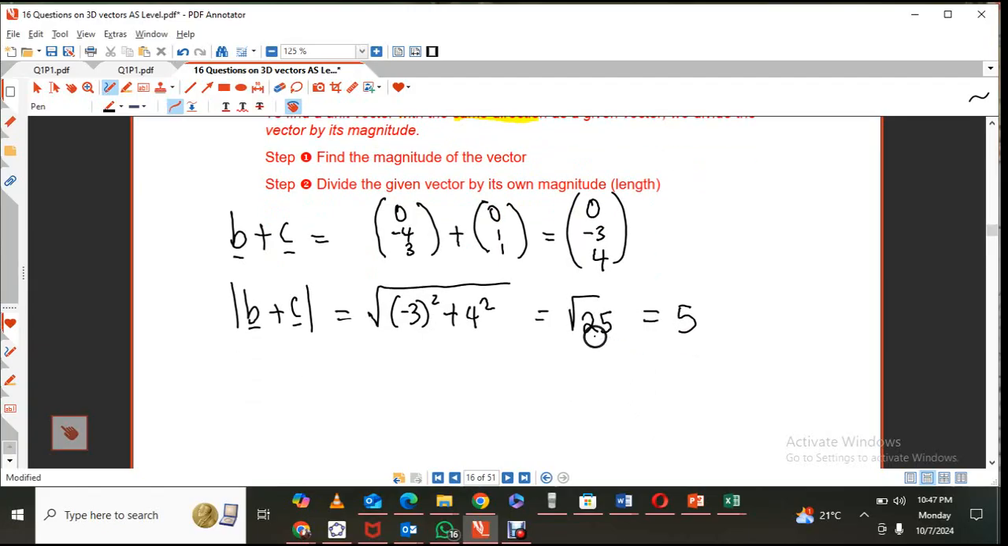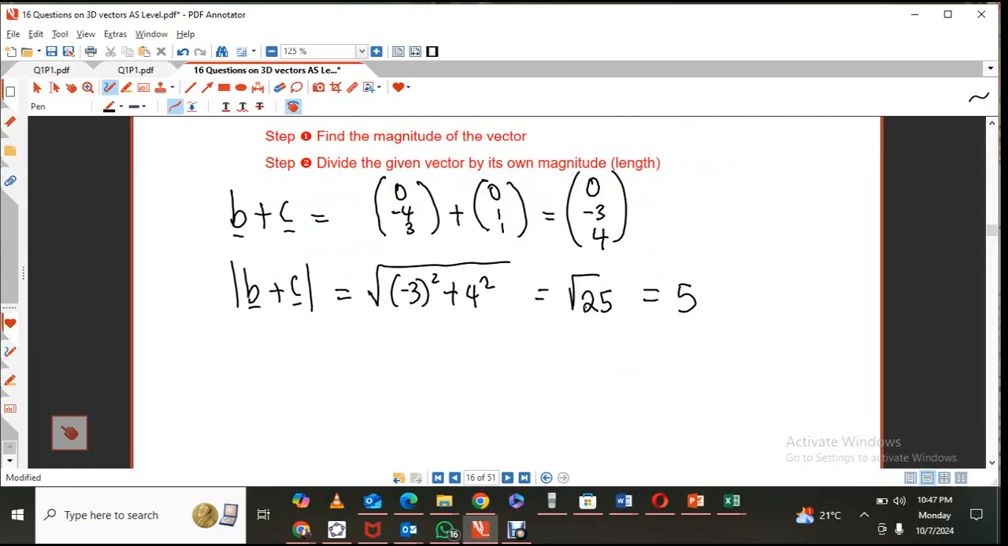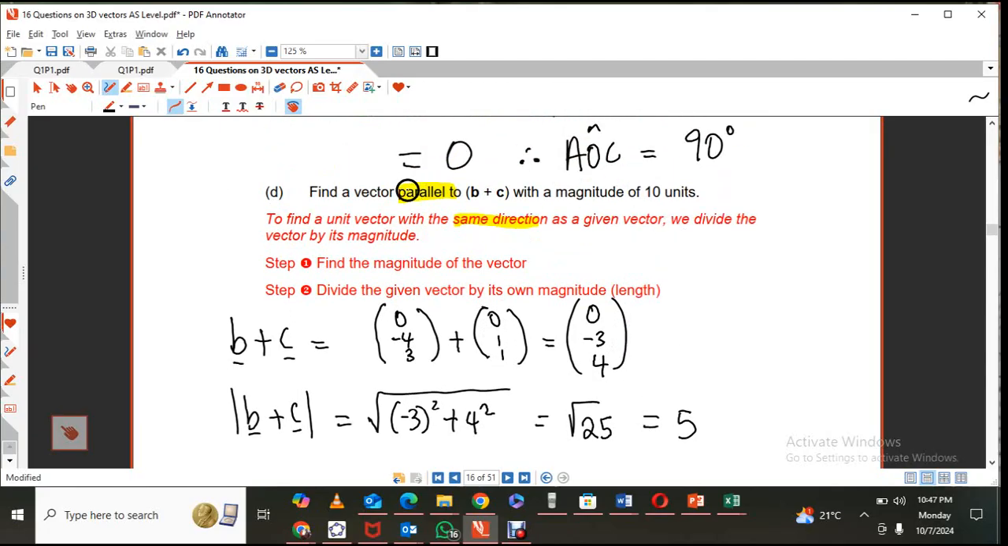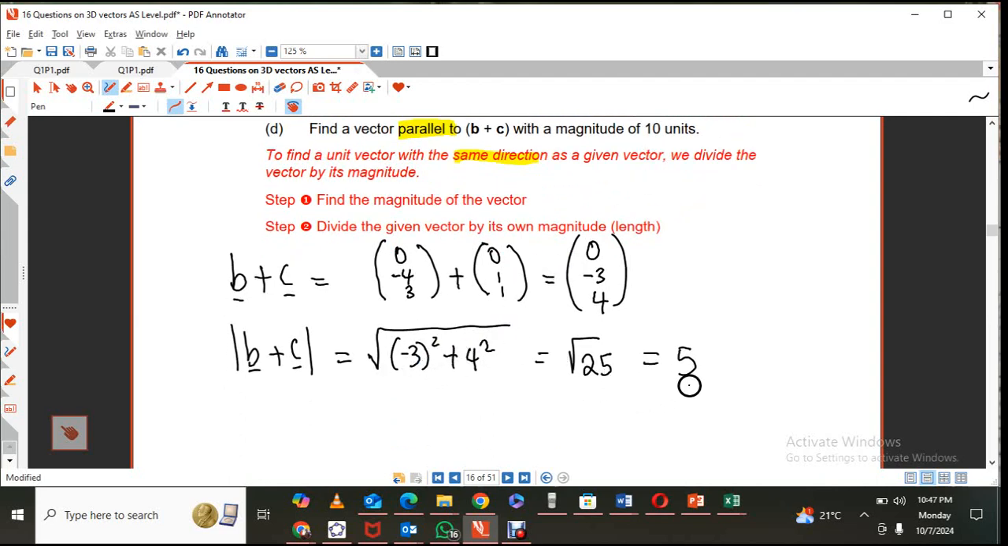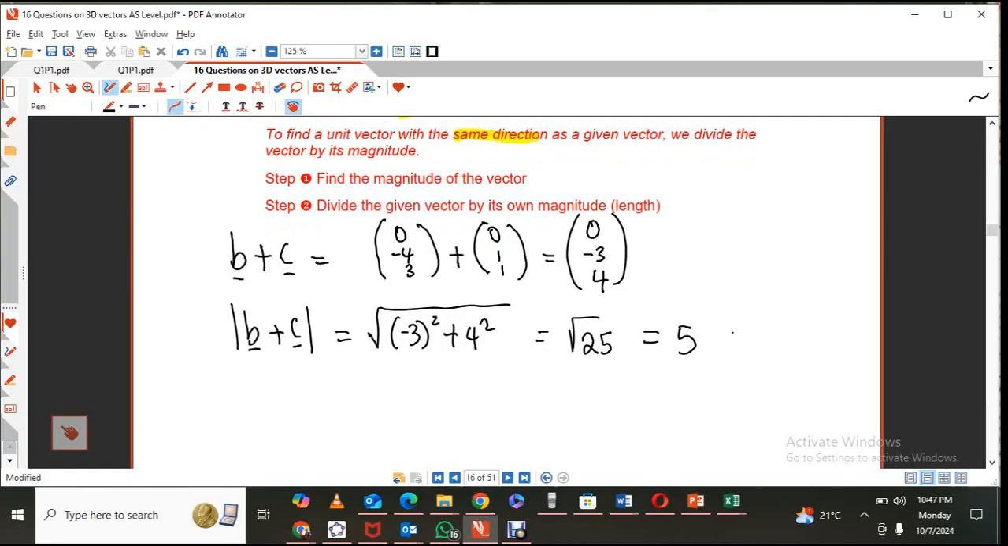We have to divide the given vector by its own magnitude, by its own length. So the way you do that, the given vector obviously is given to us. Before I get to that part, they were saying to find a vector, and this vector has a magnitude of 10 units. Our vector here has a magnitude of 5 units. So what you then realize is, wait a minute, 10 divided by 5 gives you 2.